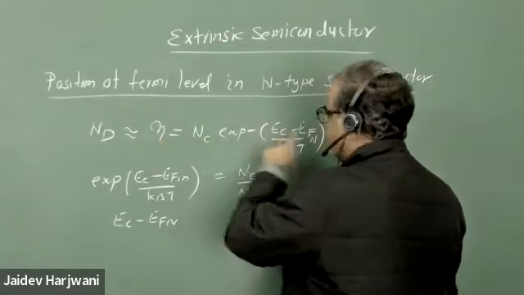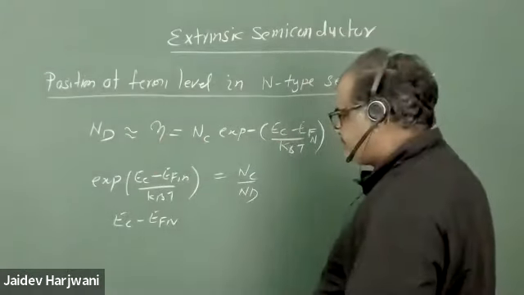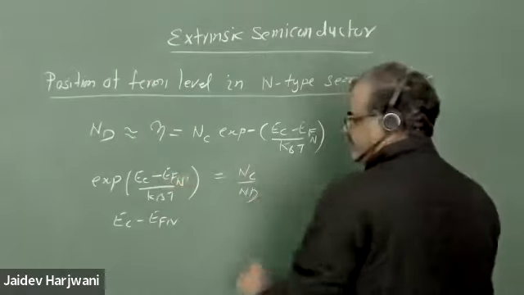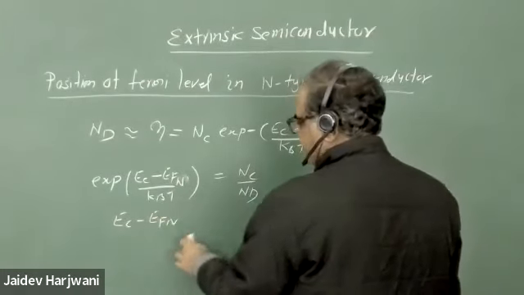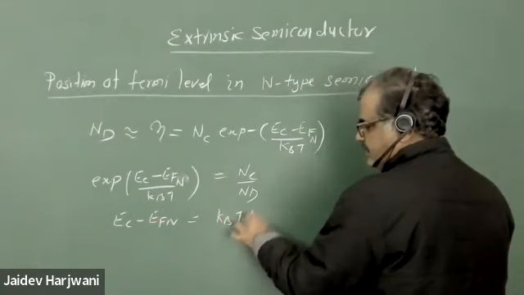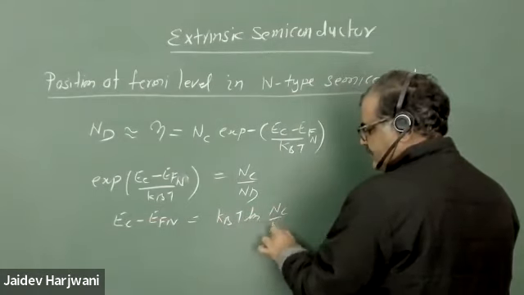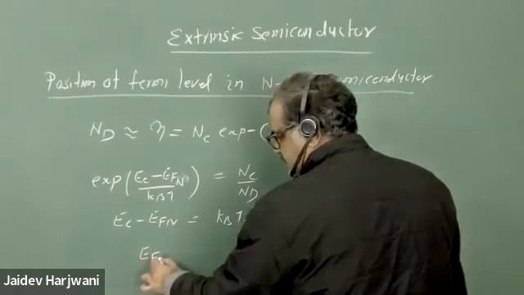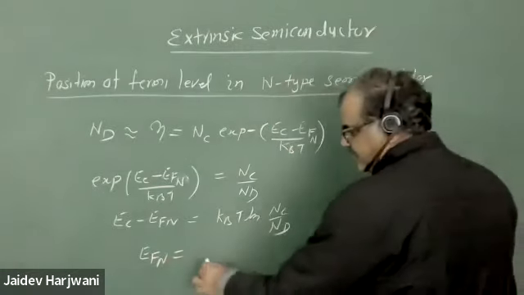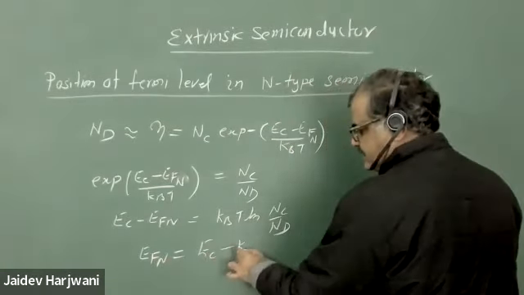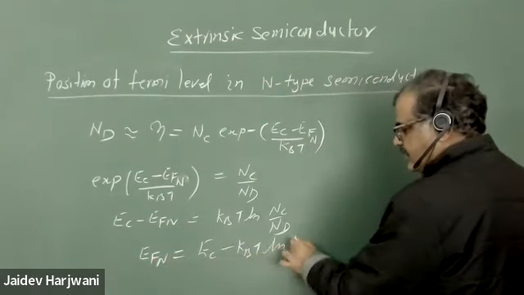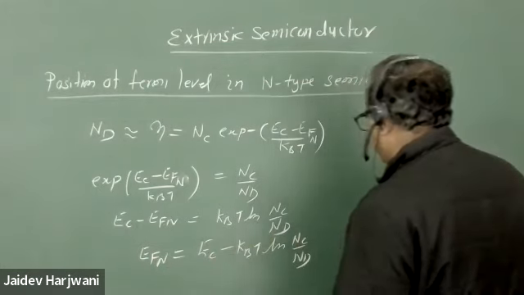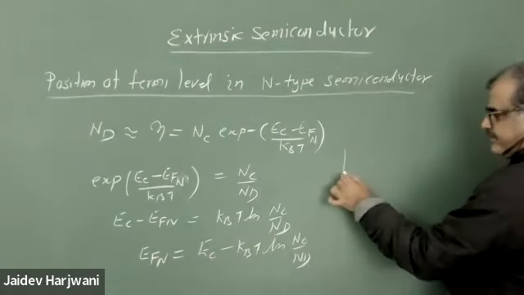Once you know this value, you can find the Fermi level position of any semiconductor. So this becomes, this is not EFI, this is EFN. So Ec minus EFN becomes kBT ln Nc upon Nd. Now if I want the position of Fermi level in n-type semiconductor, that will become Ec minus kBT ln Nc upon Nd.